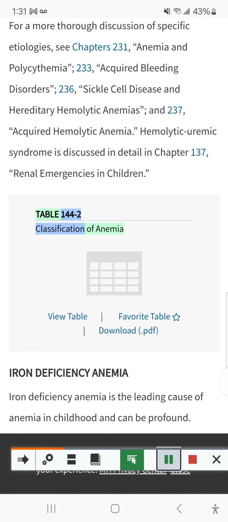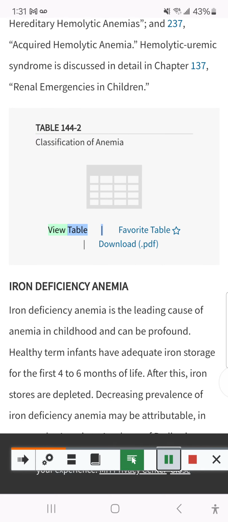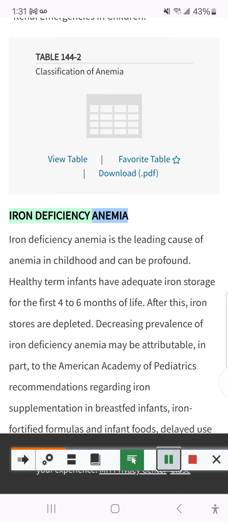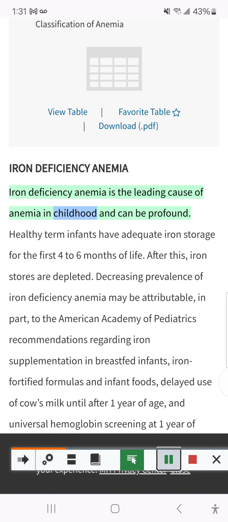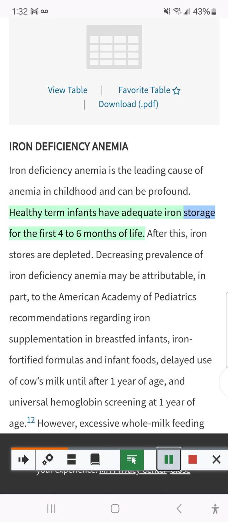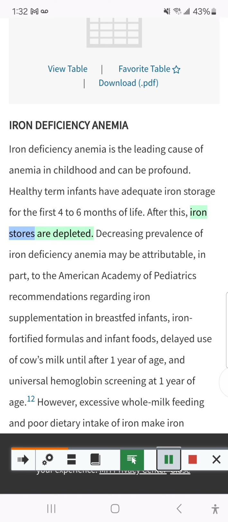Table 144-2 Classification of anemia. View table. Select to favorite. Download PDF. Iron deficiency anemia. Iron deficiency anemia is the leading cause of anemia in childhood and can be profound. Healthy term infants have adequate iron storage for the first 4 to 6 months of life. After this, iron stores are depleted.